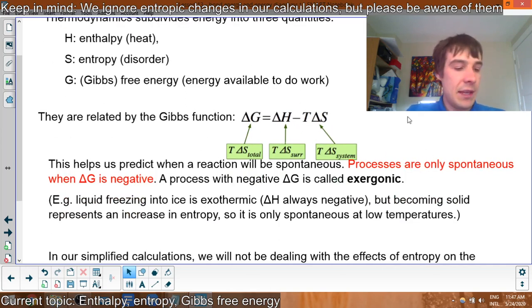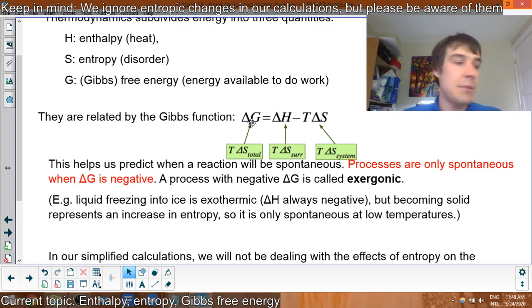And one of the big things about this is that here in red, processes are only spontaneous when the Gibbs free energy change is negative. And this is the equation that helps you figure out the Gibbs free energy change. It's the heat change, the endothermic or exothermic, minus the entropy change times the temperature. The T is the temperature. So the entropy change affects the Gibbs free energy based on the temperature of the system, which is why some processes are always spontaneous, but other processes are only spontaneous at certain temperatures.